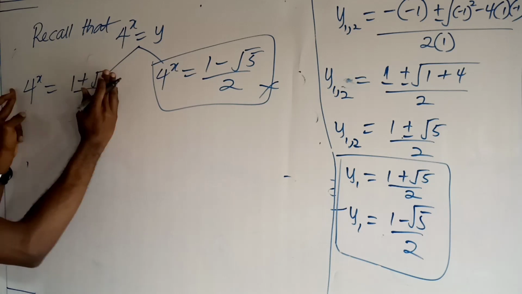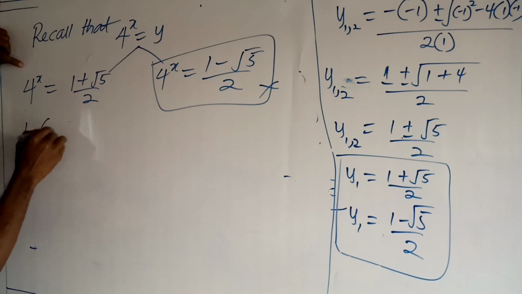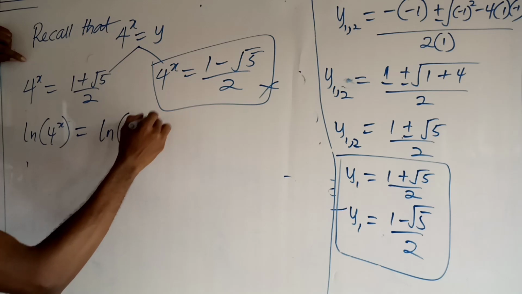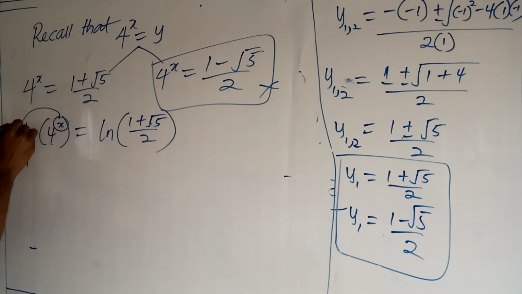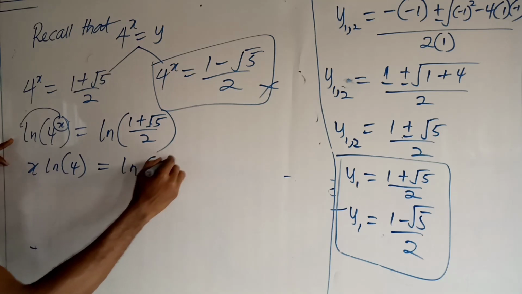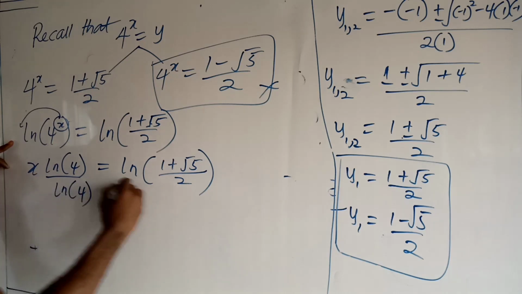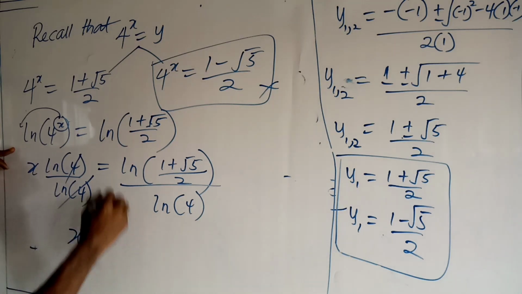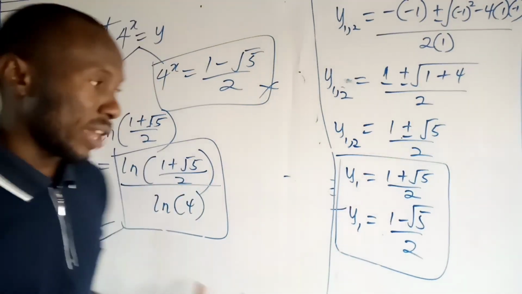So from here, to get the value of x, you can just take the natural logarithm of both sides. So you have the natural logarithm of 4 to the power x is equal to the natural logarithm of 1 plus root 5 upon 2. And of course, by the law of logarithms, the x will come in front. So you have x ln 4 is equal to ln of 1 plus root 5 upon 2. And you divide both sides by ln 4, so this cancels out this. So x is equal to all this quantity. So this is the value of x that will satisfy the given equation.